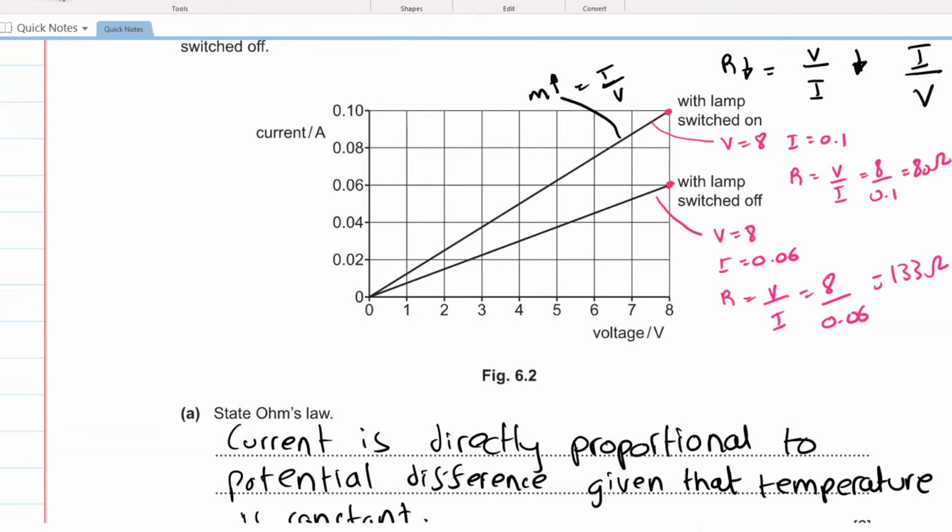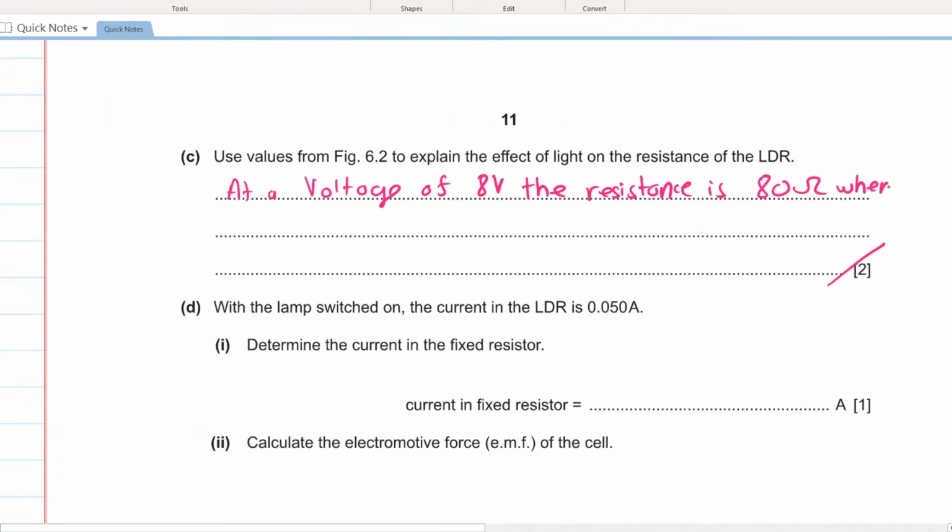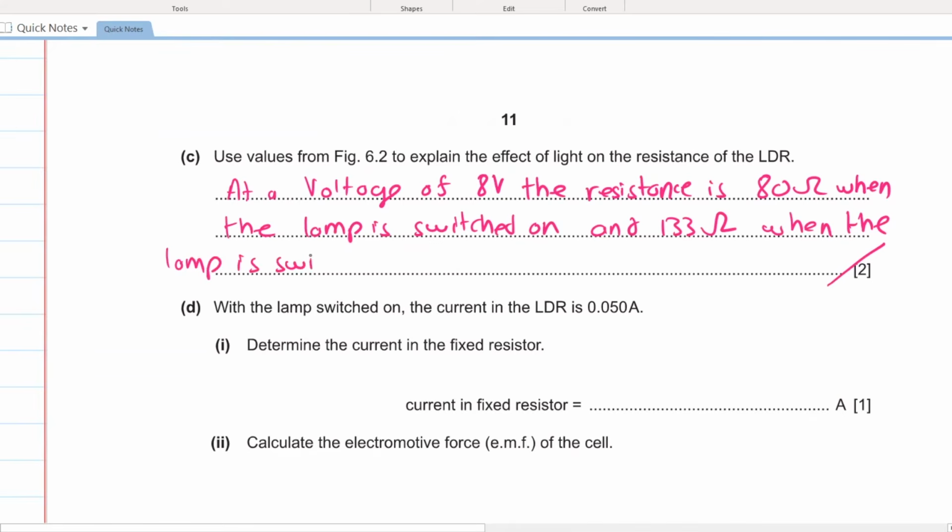Simple as that. So you will say at a voltage of 8 volts, the resistance is 80 ohms when the lamp is switched on, and 133 ohms when the lamp is switched off. Perfect.